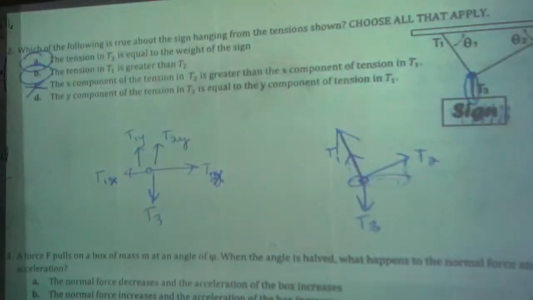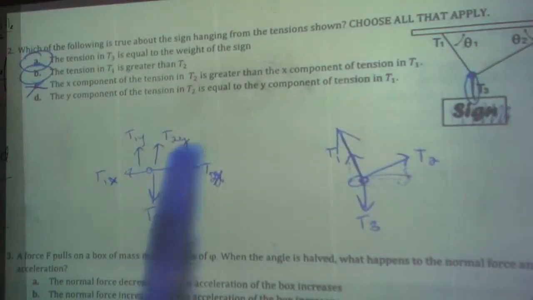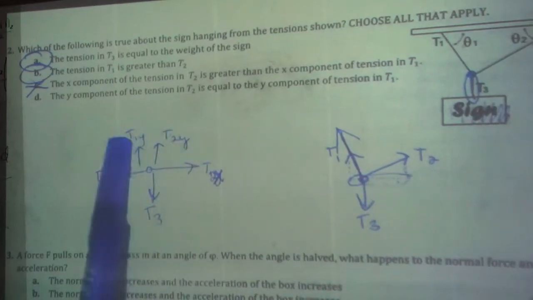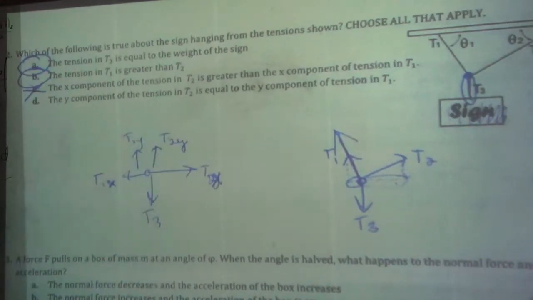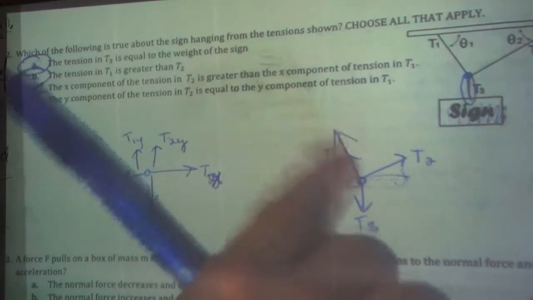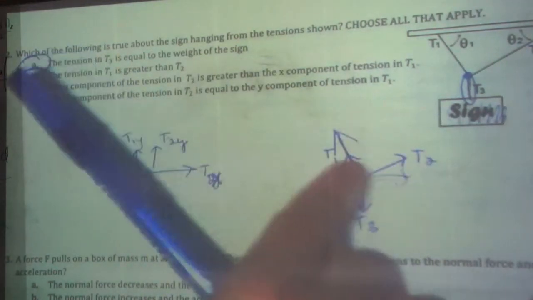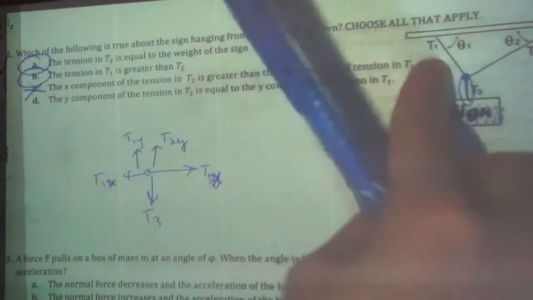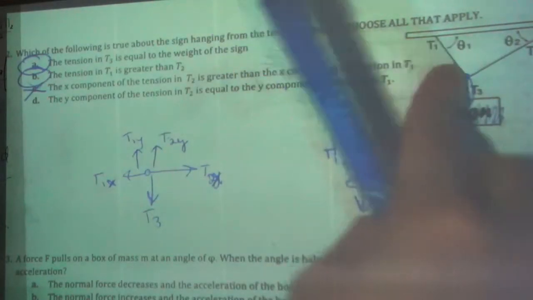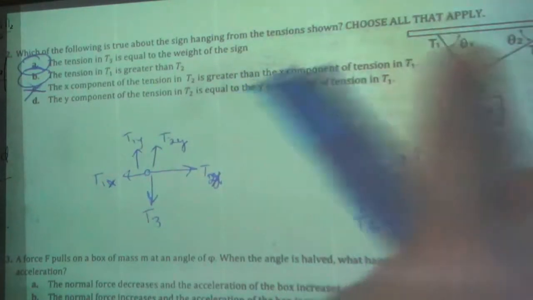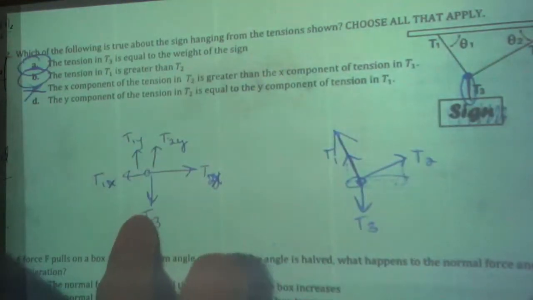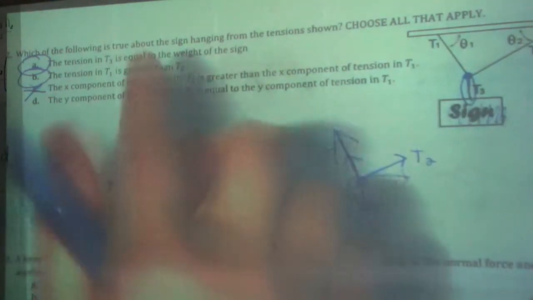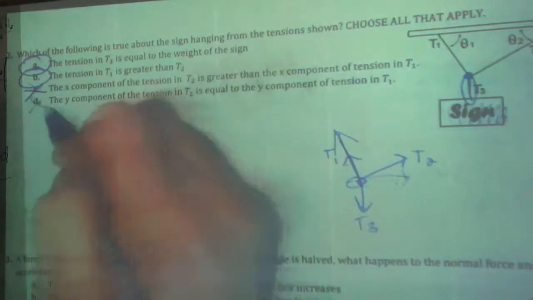D, the y component in T3 is equal to the y component in T2 is equal to the y component in T1. No, that's not necessarily true. In fact, T1 is going to hold up more of the weight than T2 will, because it is a stronger tension and it's at a higher angle. These two add up to T3, but they are not the same. So only A and B.